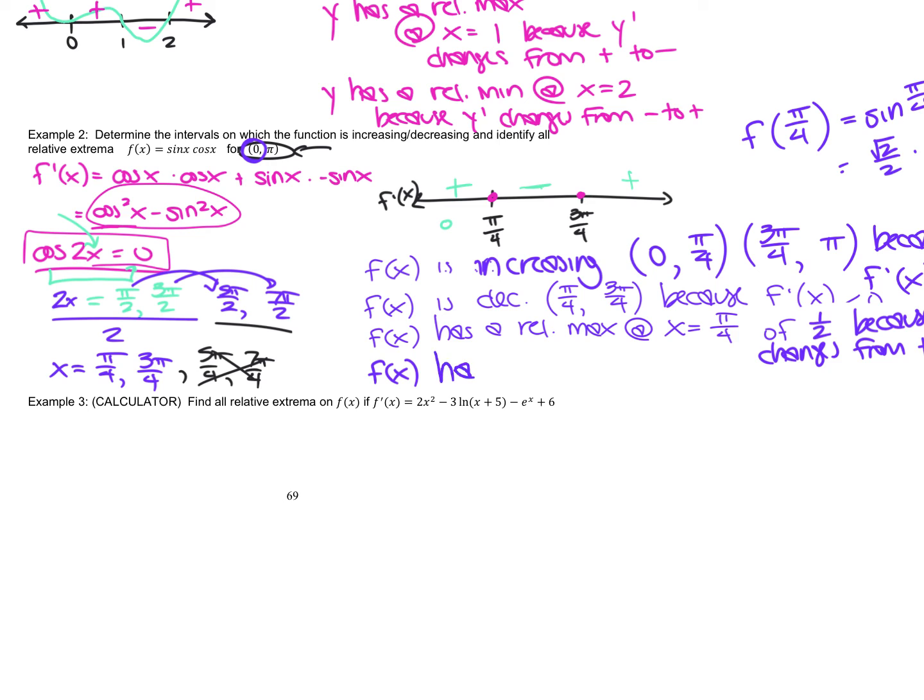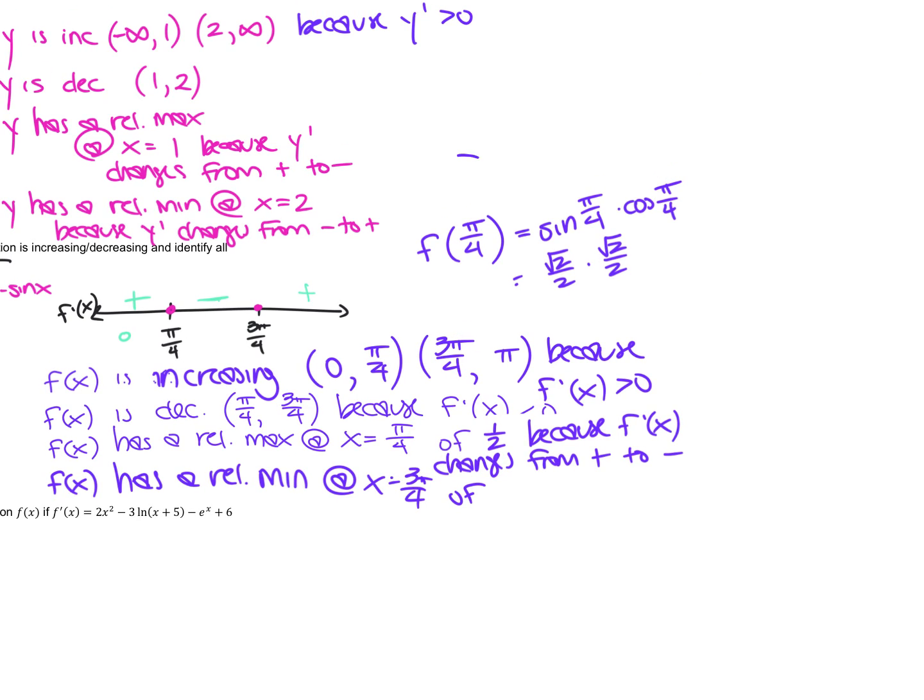So then we're going to say, we have a relative min at x equals 3 pi over 4 of, how will we find our minimum value? You can, but you just have to plug it back in. So you can go back to the beginning and say, f of 3 pi over 4. What's the sine at 3 pi over 4? Root 2 over 2. What's the cosine? It's a negative root 2 over 2. So what's the minimum value then here? Negative 1/2.